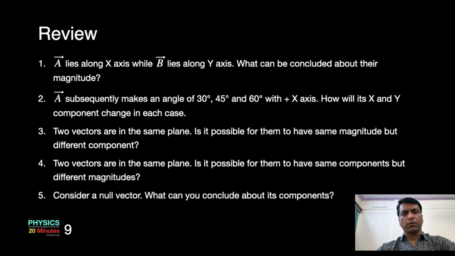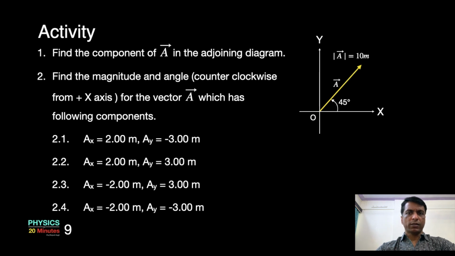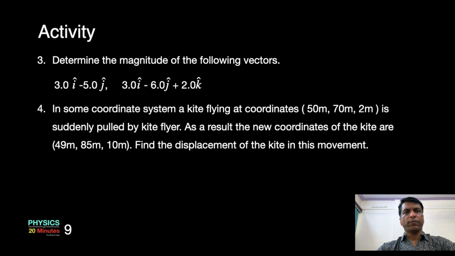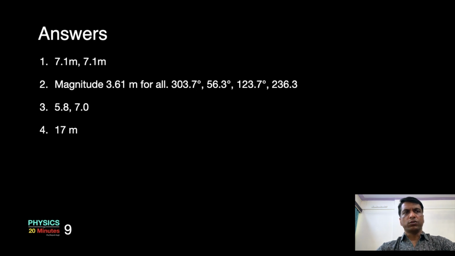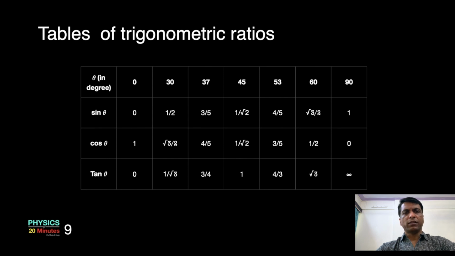Here are some of the review problems. Try to brainstorm them. They will help you to understand the concepts better. Here are some activity problems I have given. Try to solve them on your own. Here are the solutions to the activity problems. I am giving a basic table of trigonometric ratios. It may help you to solve various problems.